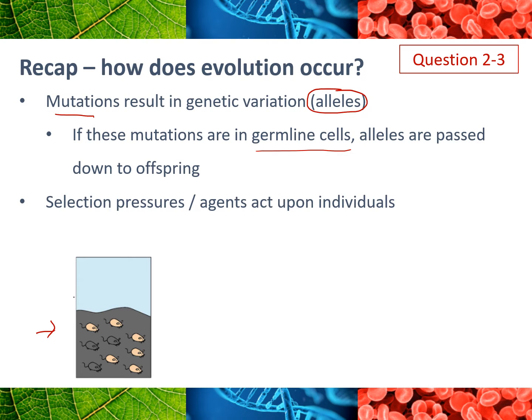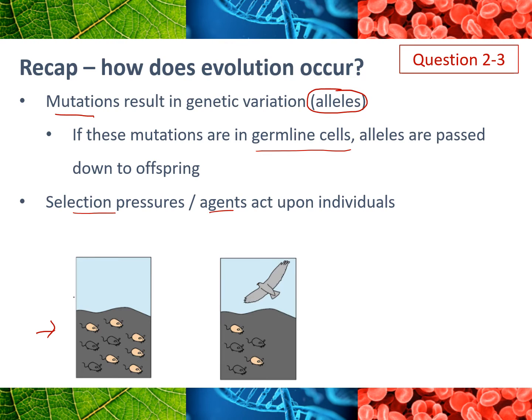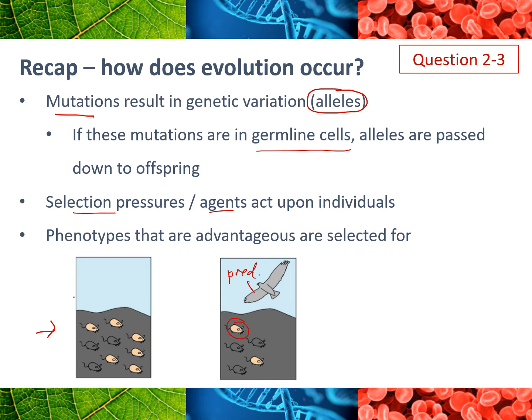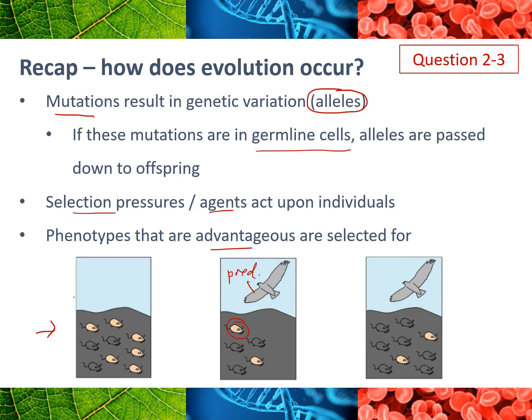Then the other key point is that selection pressures or selecting agents act upon the individuals in a population. So here we've got a predator now, which is a selecting agent or a selective pressure, and because it can see these white mice, it's more likely to eat those. And then those phenotypes that are an advantage are selected for, and over time we will see more of the individuals with the advantage. So really we're looking at a combination of DNA, so those mutations, and then selection.